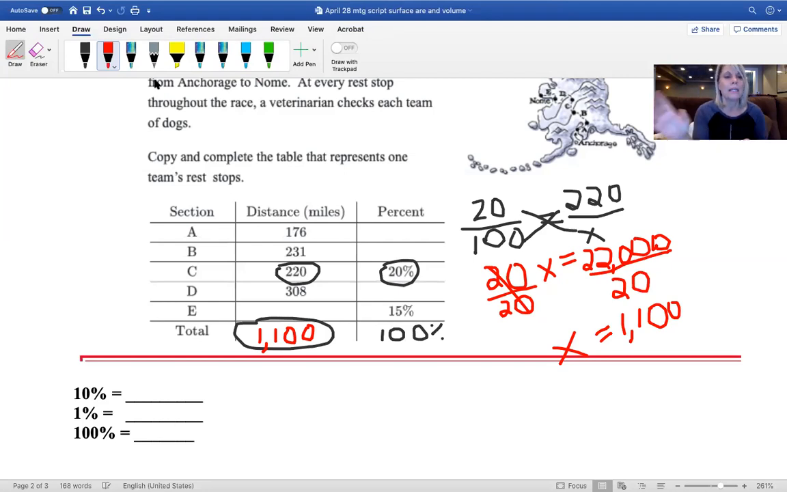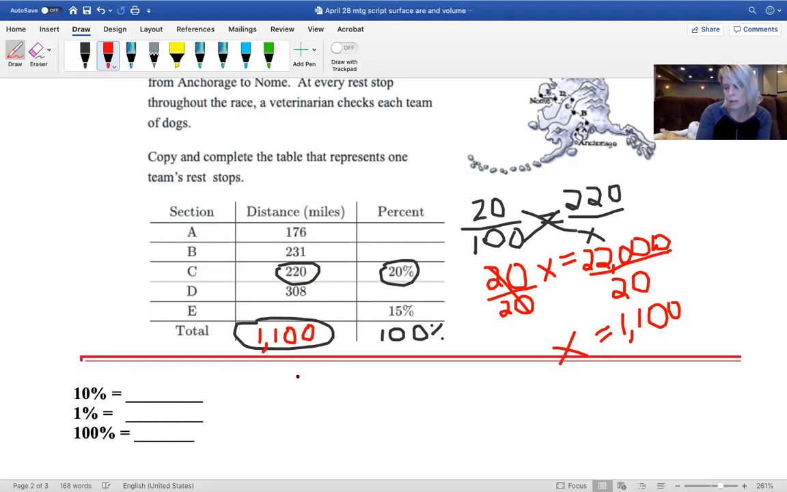Now, I'm saying it's easy because it's just addition and subtraction. So think about what you have to do to find E. All you have to do right now is add all these together: 176 plus 231 plus 220 plus 308. And then subtract it from 1,100. So add all the distances you know, and then subtract it from 1,100.